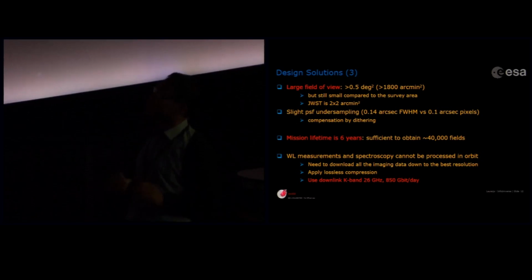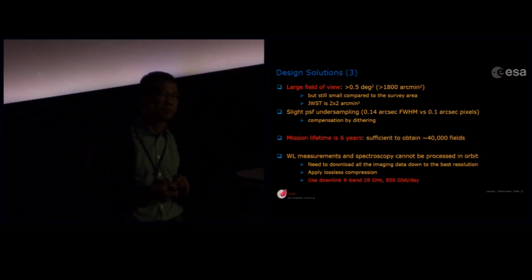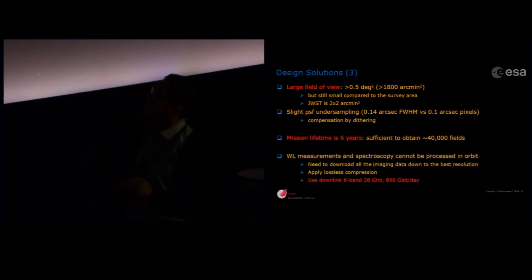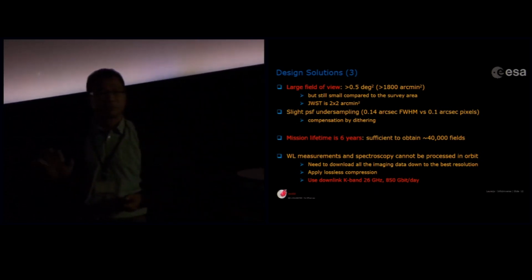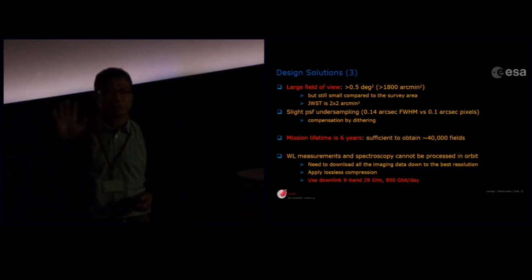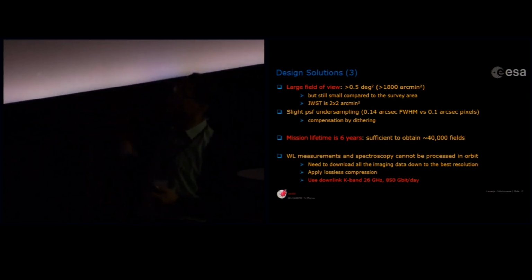We have a little undersampling of the PSF. We use for our imaging 0.1 arc-second pixels, and the PSF itself, the full width half maximum, is 0.14 arc-seconds. We overcome this problem by dithering around, so taking several pictures of the same piece of sky at different positions. The mission lifetime is 6 years, so that helps us in having sufficient time to cover the sky area.